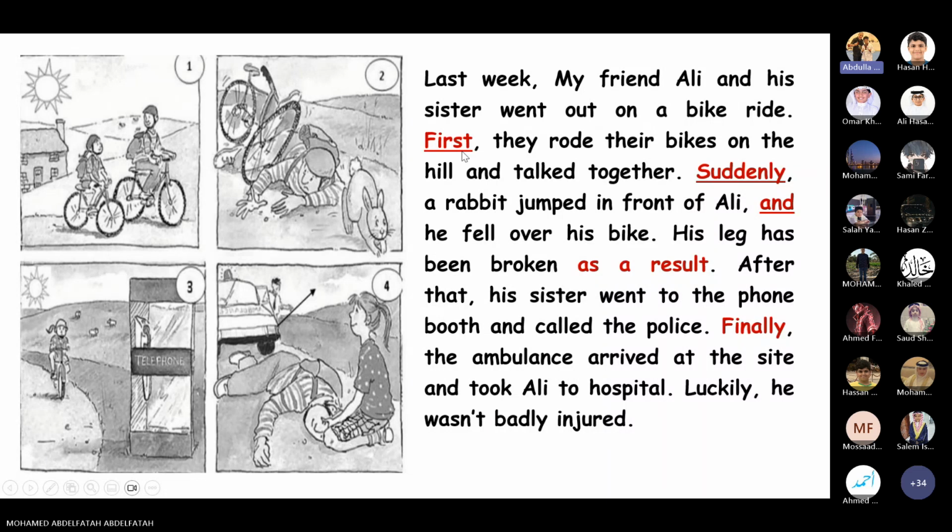First, they rode their bikes on the hill and talked together. Suddenly, a rabbit jumped in front of Ali and he fell over his bike. His leg has been broken as a result. After that, his sister went to the phone booth and called the police. Finally, the ambulance arrived at the site and took Ali to the hospital. Luckily, he wasn't badly injured.